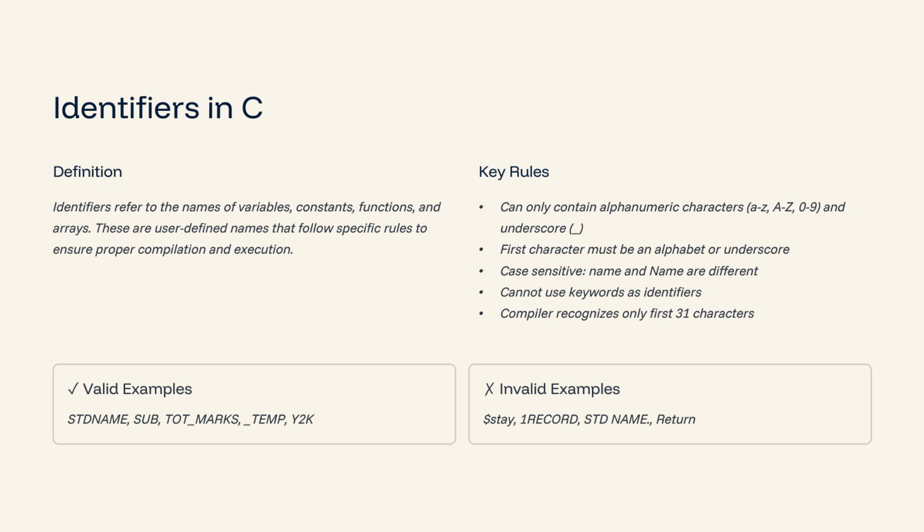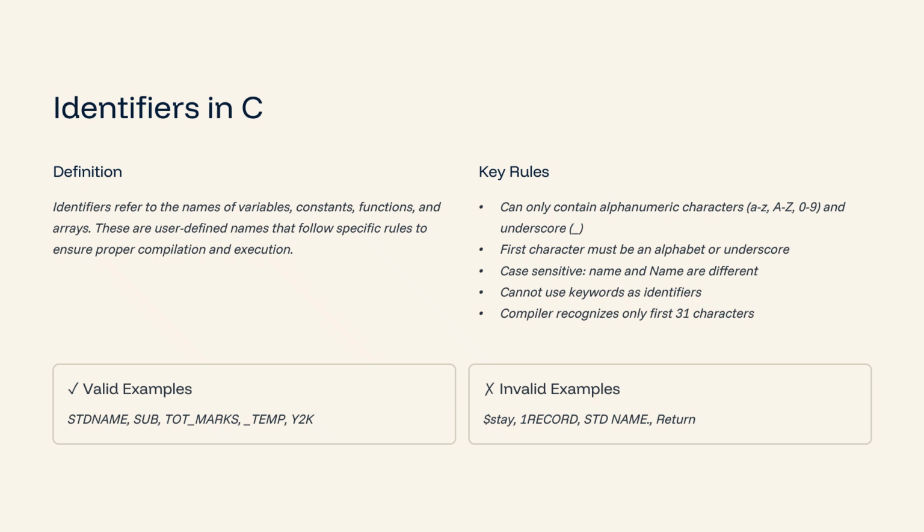Suppose I define name1, it is valid. _total is also valid. But if you give 1name, it is not a valid identifier. Why? Because it starts with a number. Here you can see 1record, which is not a valid identifier.